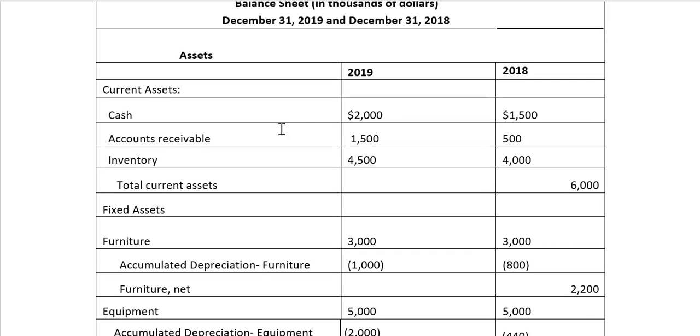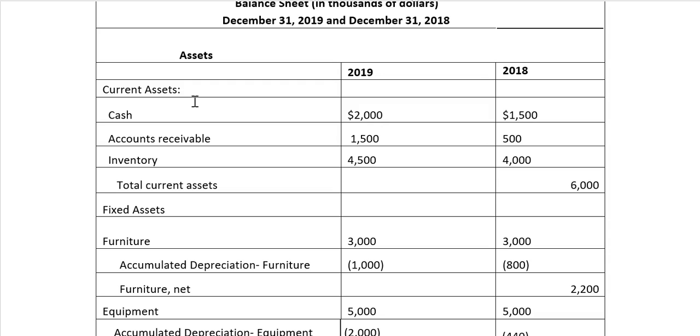So once again, have a look at the 2018 side first. We have some short-term assets and they're called current assets. So these are, generally speaking, assets which are expected to be converted to cash fairly quickly, or they're expected to be used up fairly quickly. So cash, of course, is the most liquid asset. We write that one first.